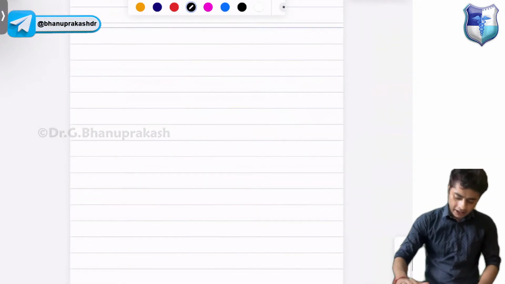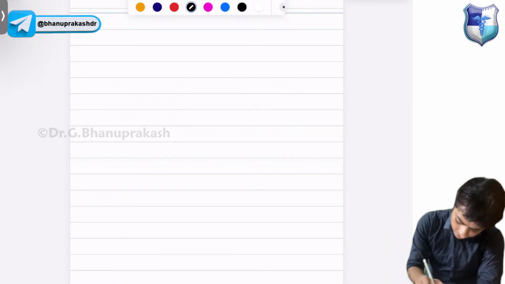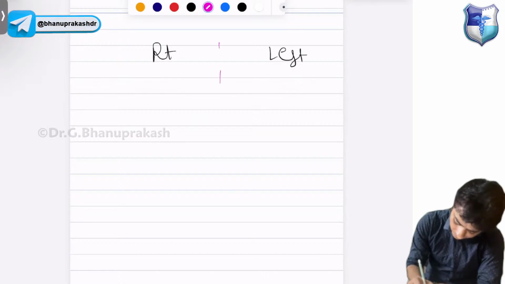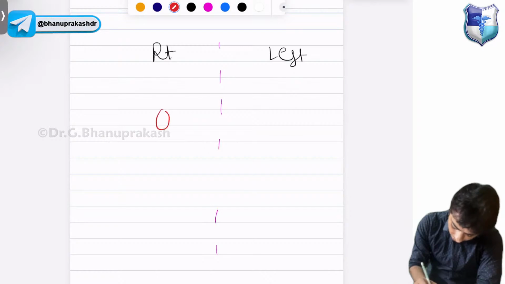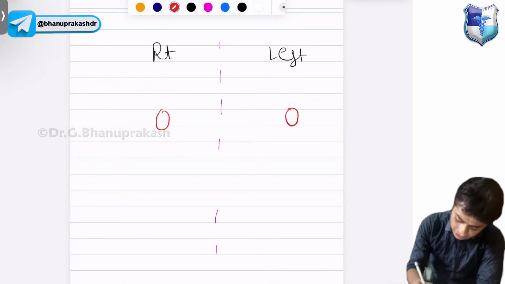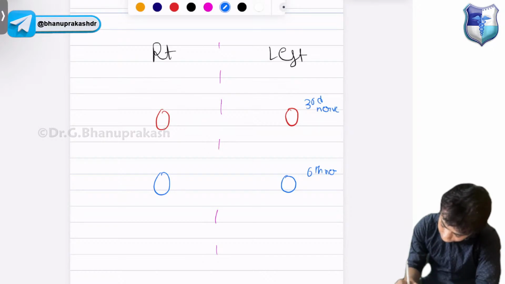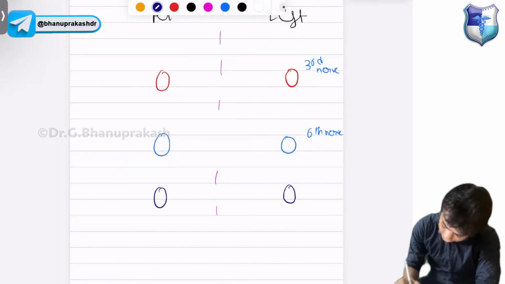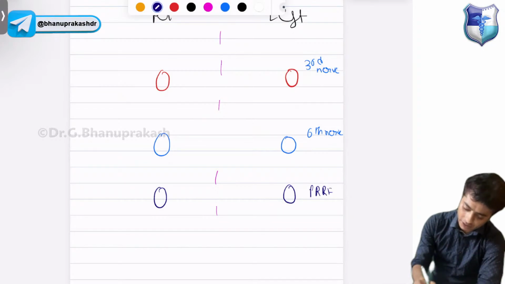Okay, see, I will draw a diagram again. See, this is your right side, this is your left side. We are drawing one line. Okay, sir. First, we will draw the third nerve nucleus. Then we will draw the sixth nerve nucleus. Then we will draw the PPRF nucleus. Did you understand? Okay.